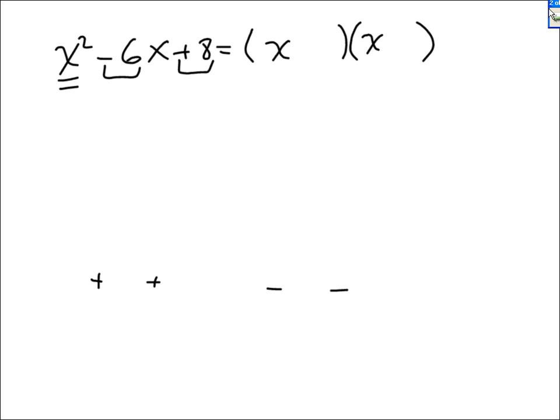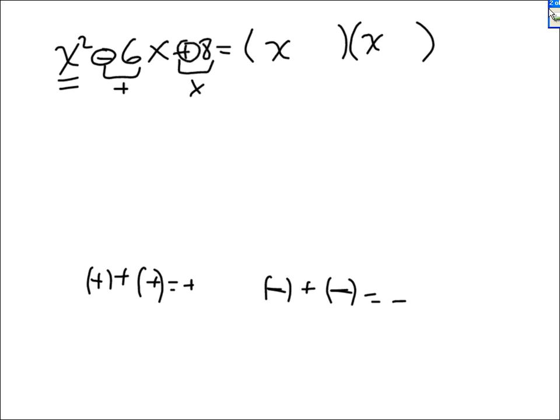But we want the sum to be negative 6. You can't add two positive numbers and get a negative. You're going to get a positive. And if you add two negative numbers, you get a negative. So the two numbers have to be negative. That way, when I multiply the negative by a negative, I'll have a chance of getting positive 8. And when I add the two negative numbers, I'll have a chance to get negative 6. At least I'm getting the sign correct.